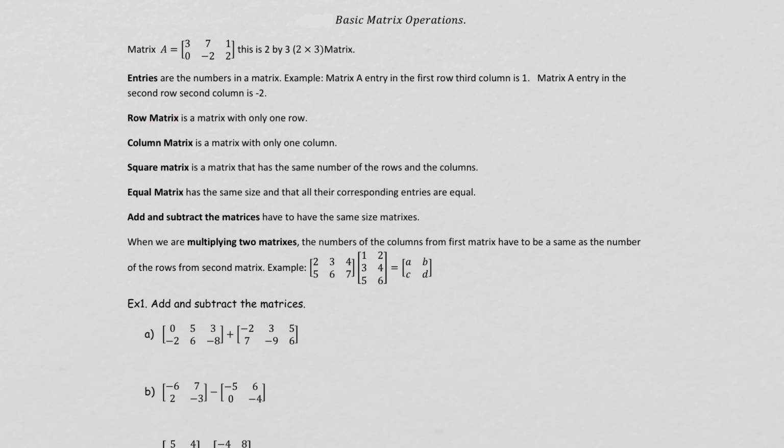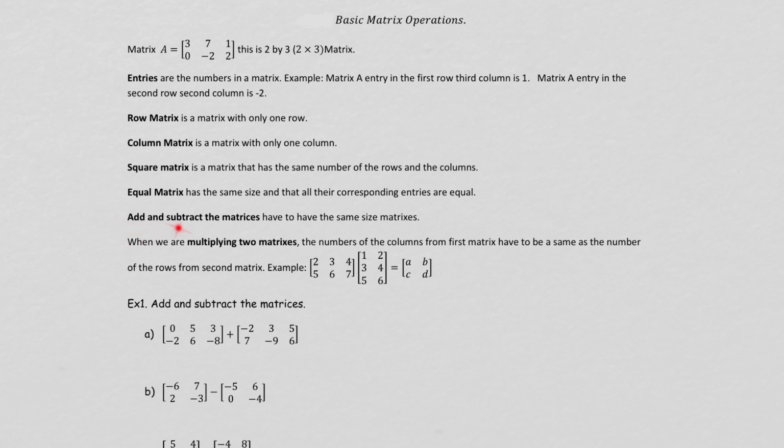Row matrix is when we have one row. Column matrix is when we have one column. Square matrix is a matrix that has the same number of rows and columns. Equal matrices have the same size. So if it's 2 by 2, the other matrix is going to be also 2 by 2, right? If it's the same size, it's going to be an equal matrix.